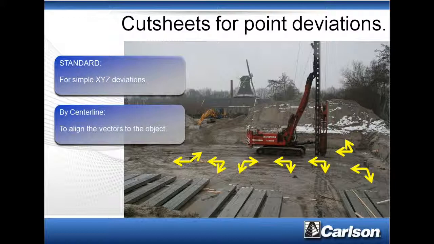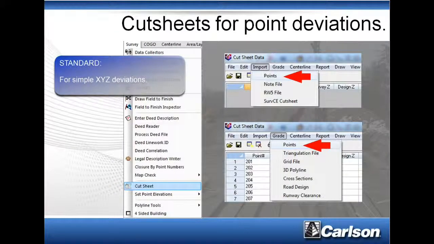Basically, you can do it the simple way, simple deviations, and that's what I will be showing, and also by using center lines to align the deviations. So the vectors will be aligned according to the center line. The main thing is that it's actually just a simple three-step process. We go to Cutsheets, you import your point set, and you do grade by points. That's all very simple to do, and that's why we can show this easily within the set time frame.